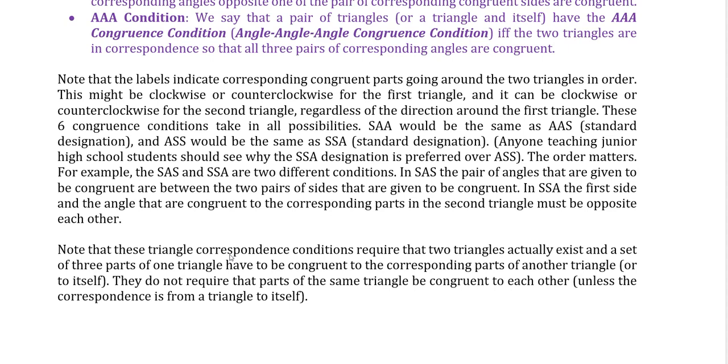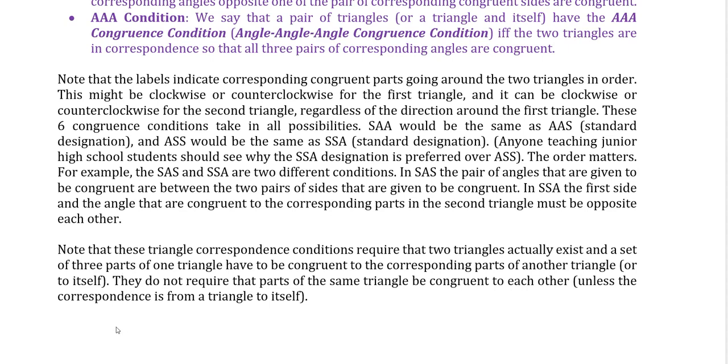For example, SAA is the same as AAS, and ASS would be the same as SSA, and you can probably figure out why we prefer SSA instead of ASS. But the order does matter. For example, SAS and SSA are 2 different conditions. When you have SSA, that first S and that A are opposite of each other, whereas this A is between the 2 S's.